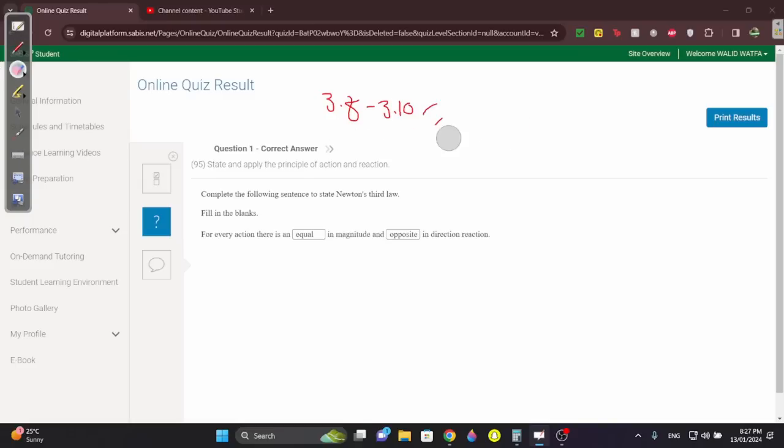Okay, now we're on 3.8 to 3.10. This is easy. The first one's pretty easy. For every action, there's an equal and opposite reaction. This was in the AMS quiz. Equal in magnitude, opposite in direction.